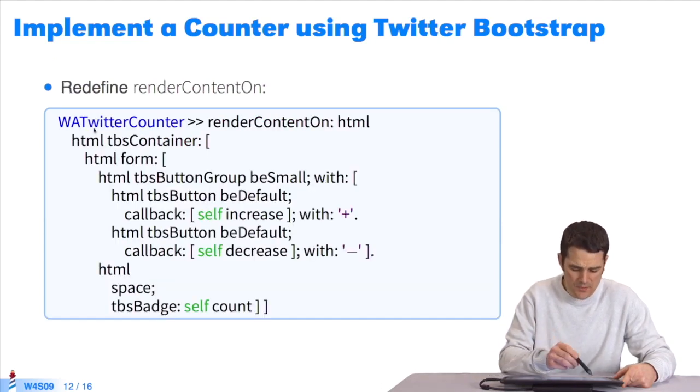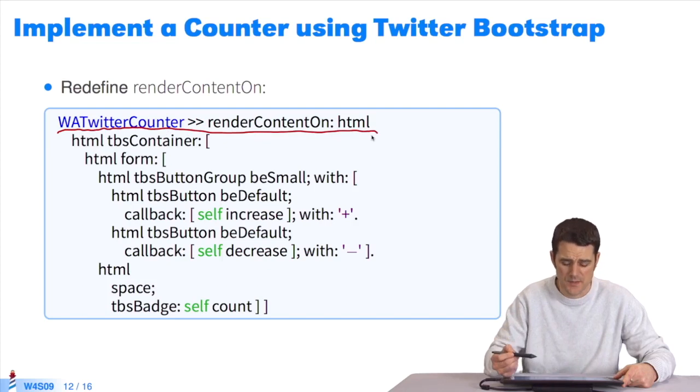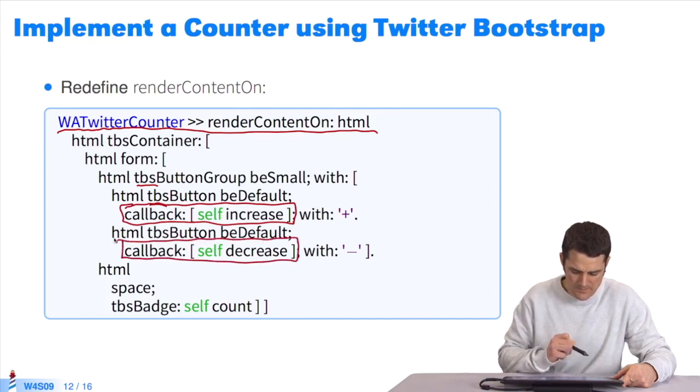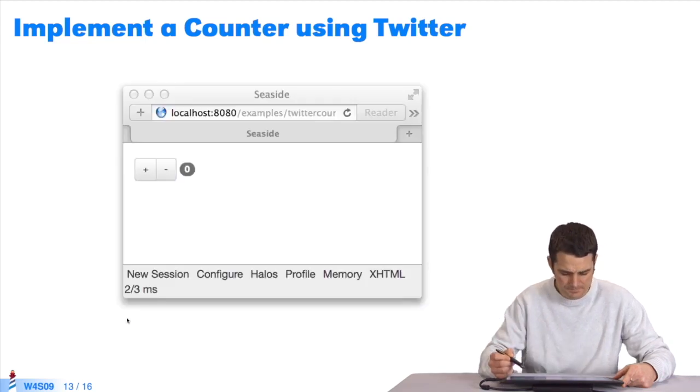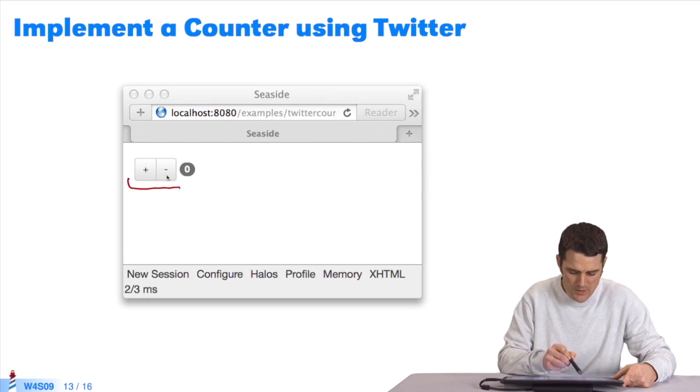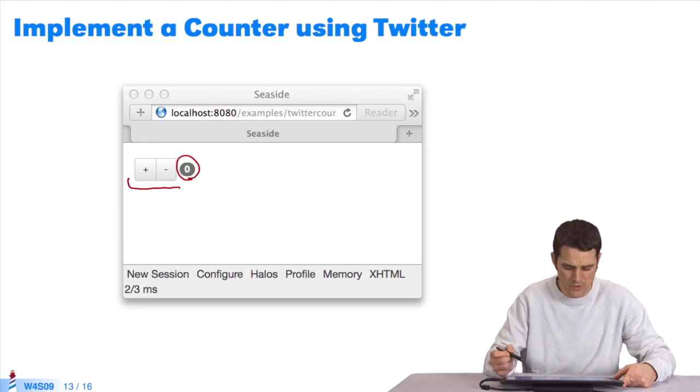Next, I'll return to the instance side of this class. I'll define a new renderContentOn: method, redefining the preceding one. All my brushes will begin with TBS. TBS button group, TBS button, etc., etc. But this doesn't change my regular code, still consisting of callbacks with self increase and self decrease. It doesn't change a thing. The only parts that use TBS are the HTML rendering brushes. Now we'll see what my new counter looks like. The plus and minus buttons are together in my button group, and the counter value is displayed on a badge in this Bootstrap version.